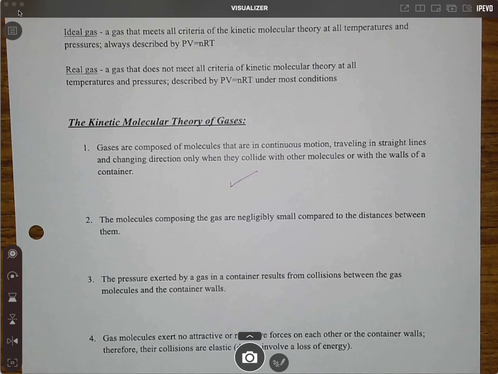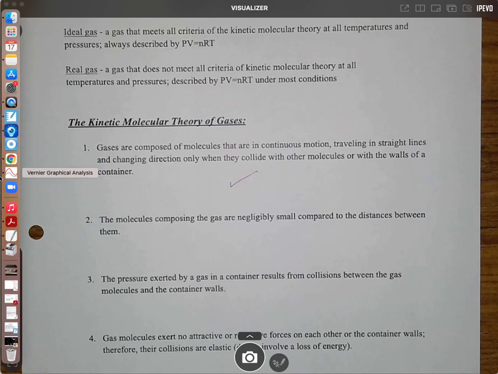Number two, the molecules composing the gas are negligibly small compared to the distances between them. Okay. So that's why every gas particle essentially takes up the same amount of space, because the particles are really little compared to the space between them. And so if the particle is really, really tiny, and there's like 100 times of space before you hit the next one, whether that particle is twice as big ends up being essentially irrelevant.